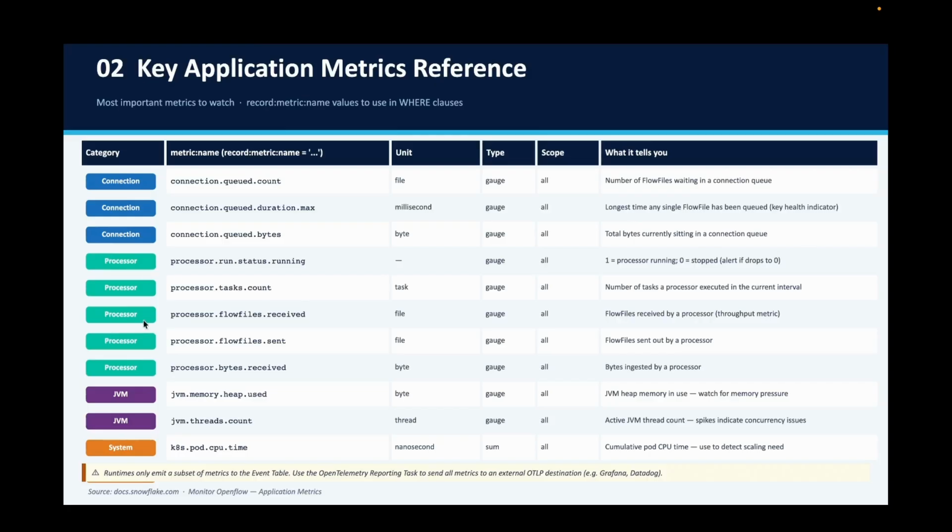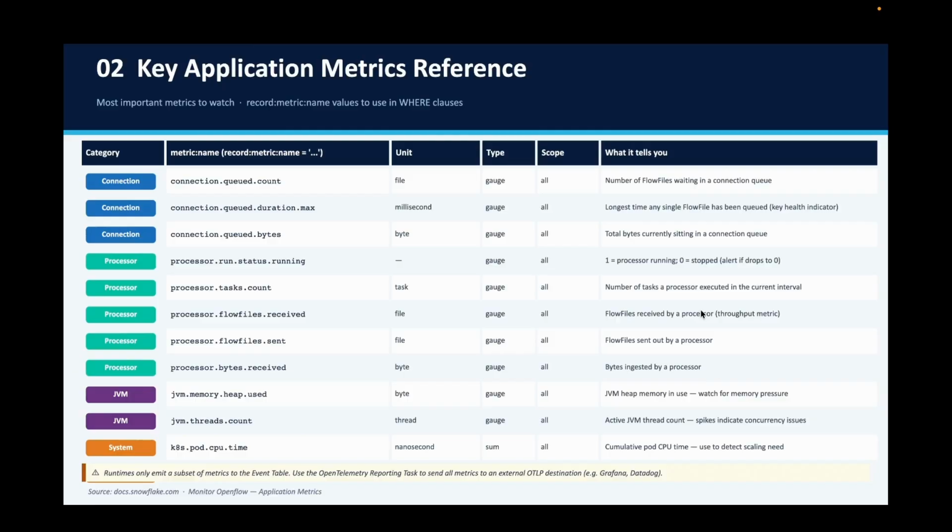Let us go over processors. When it comes to processors, you will try to see if your processor is running, what tasks are running on a processor, flow files received, flow files sent, and the bytes received. The metric is measured by file, task, or byte. The type is a gauge, and it tells the number of tasks the processor executed in the current interval, flow files received by a processor, flow files sent by a processor, and bytes ingested by a processor. So, several metrics related to processors.